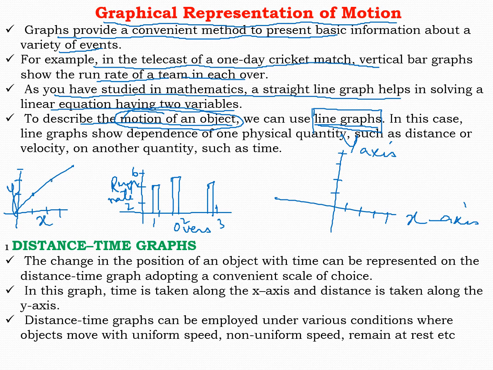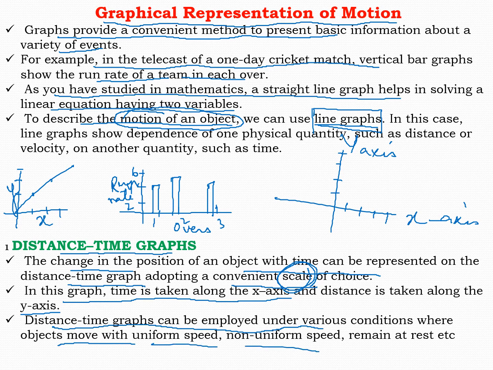Okay. So let us begin with the distance-time graphs. The change in the position of an object with time can be represented on the distance-time graph, adopting a convenient scale. Scale you all know. For plotting any graph, we use a particular scale: scale on the x-axis, scale on the y-axis. So in this graph, time is taken along the x-axis and distance is taken along the y-axis. I will show you the graph just now. Distance-time graphs can be employed under various conditions where objects move with uniform speed, non-uniform speed, and remain at rest. So these three cases are there.